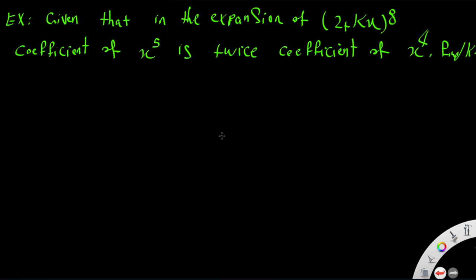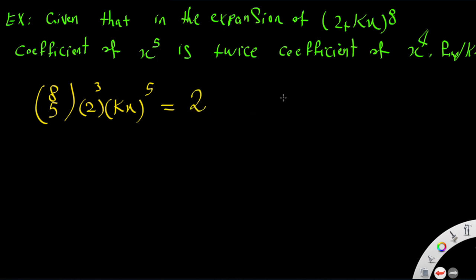Now, again, there is no need to completely expand this binomial because it's just talking about x to the power of 5 and x to the power of 4. So the term including x to the power of 5 would be (2)^3 (kx)^5, since the powers must add up to 8, so combination of 8 and 5. It says it's twice the coefficient of x to the power of 4. The coefficient of x to the power of 4 will be (2)^4 (kx)^4, so combination of 8 and 4.